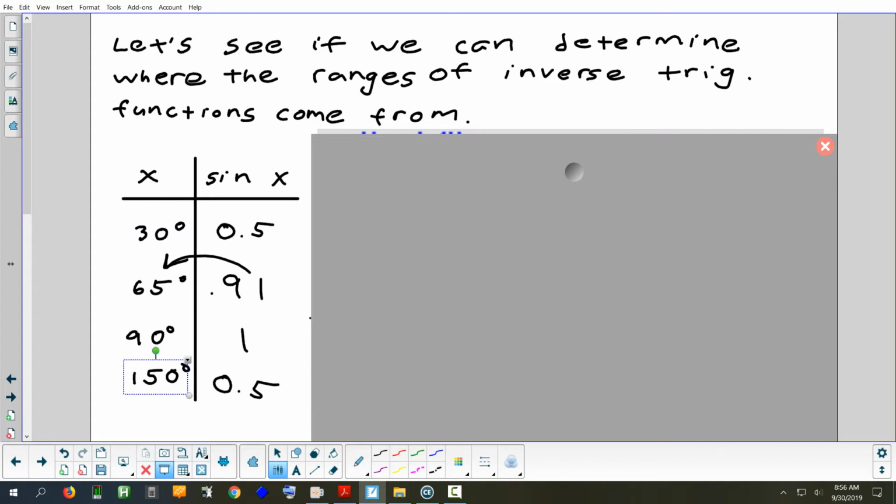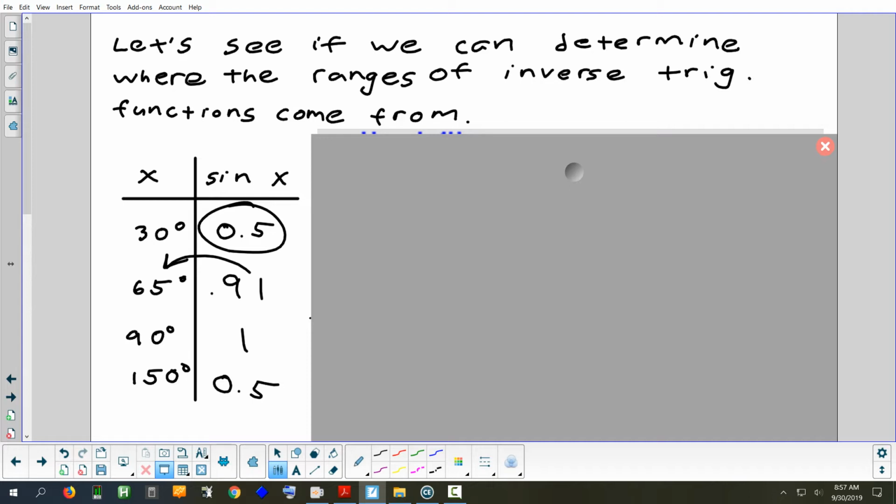Well, the problem is you've got two numbers here that gave you the same answer. When you do inverse sine of this, you can only get one of these back. You can't get both. Okay? So we have to decide which one it is going to be. Is it going to be 30 or is it going to be 150? They are both correct.